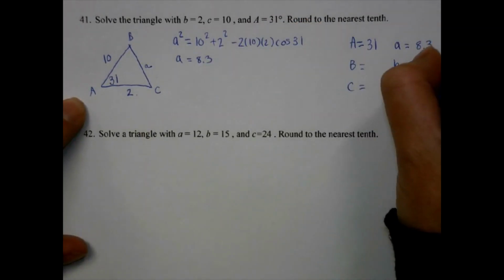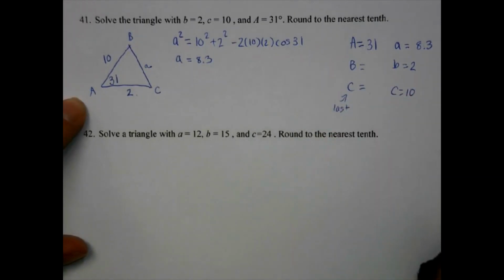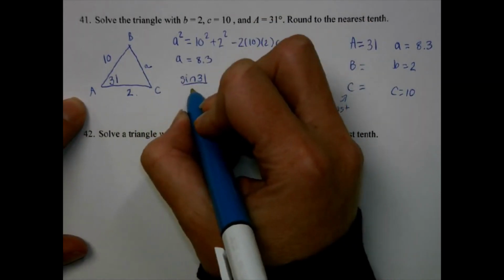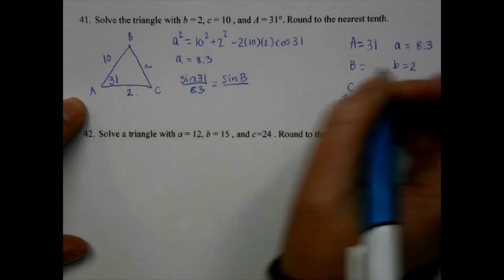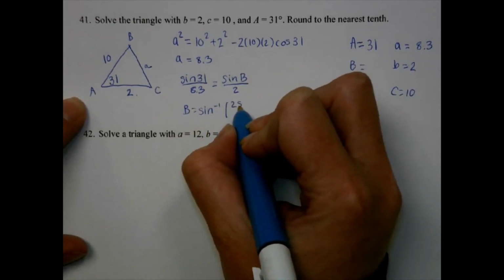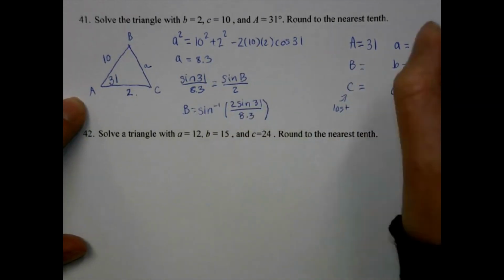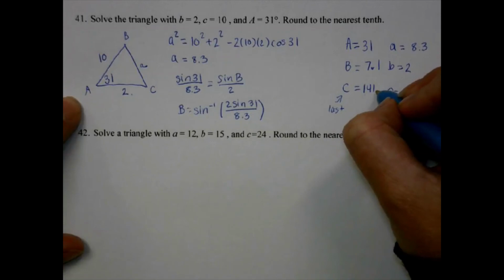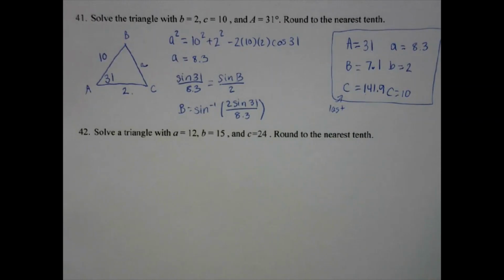Okay, we always want to leave the biggest one for last. This is last, because it could be obtuse, and when we do this law of sines, we may not get the right answer. So sine b over 2, so b is the sine inverse of 2 sine 31 over 8.3, which gives us 7.1. So my last angle is going to be 141.9. Had we done that in the calculator with the law of sines, we would not have gotten that as an answer. All right, the last one.